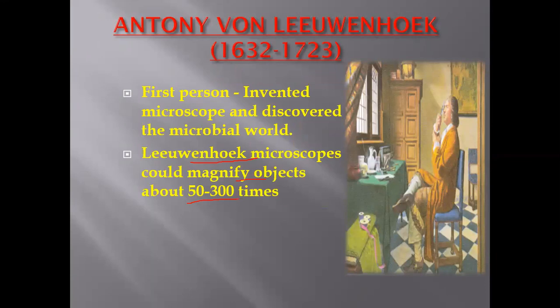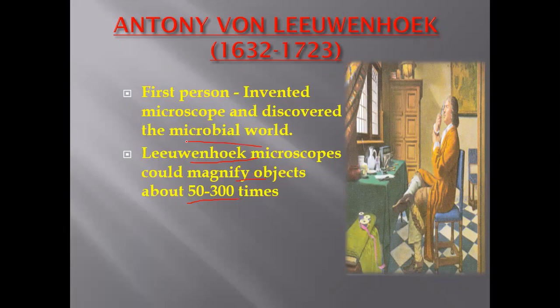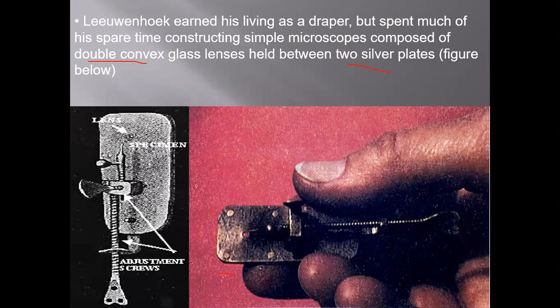After Robert Hooke, another renowned scientist known as Antony van Leeuwenhoek was the first person to invent the microscope and discover the microbial world. Leeuwenhoek's microscopes magnified objects 50 to 300 times their normal size. He made the microscope with double convex glass lenses held between two silver plates, and this is his invented microscope.